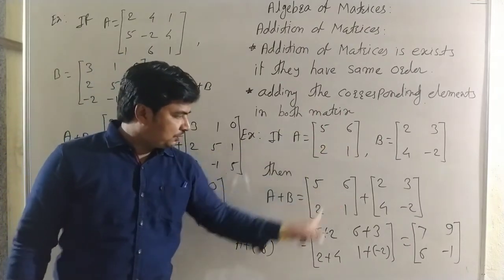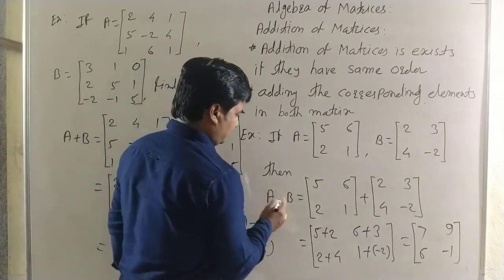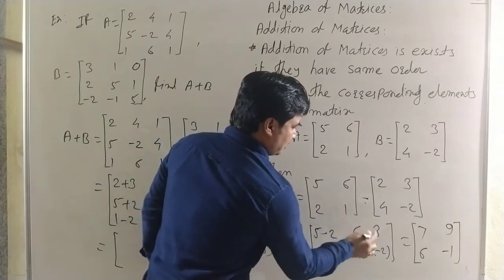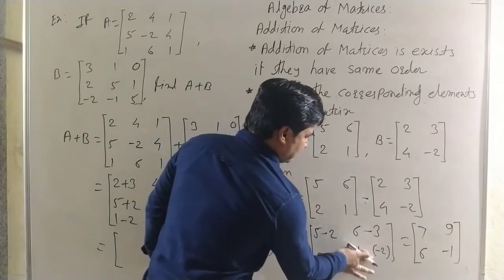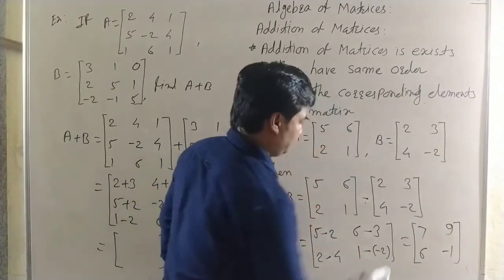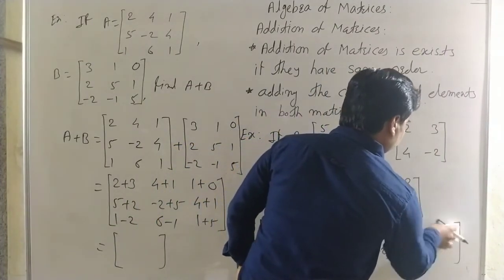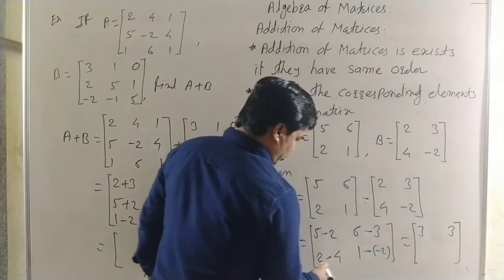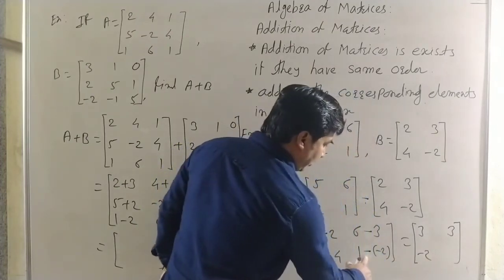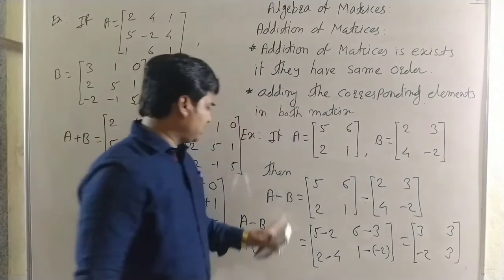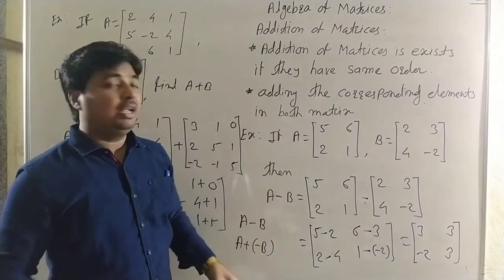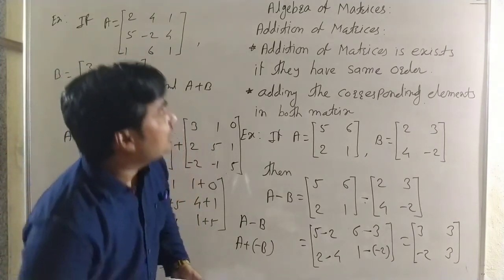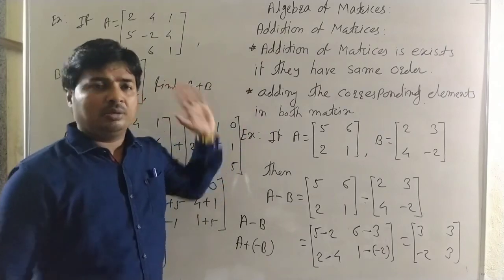Okay, here when it is a minus, it is minus, and then we get the answer here. 5 minus 2 is 3, 6 minus 3 is 3, 2 minus 4 is minus 2, and here 1 minus minus 2 is plus 3. It is a subtraction, that is A minus B. Okay, see carefully, addition, subtraction. Okay, now we see the examples on the scalar multiplication of a matrix and the addition and subtraction of matrices.